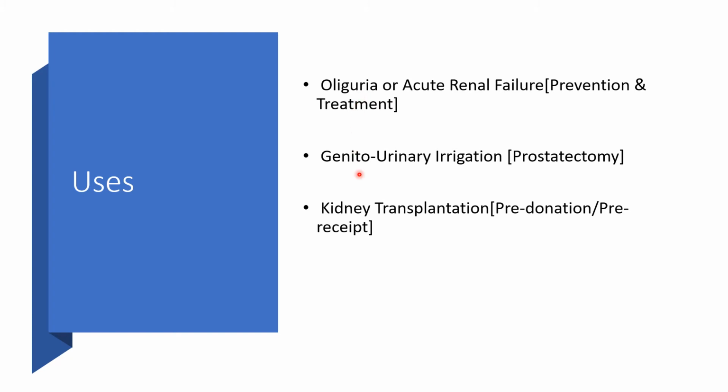Okay? In genito-urinary irrigation, when there is prostatectomy or whatever you are doing in the genito-urinary tract, any transurethral surgery, you can use Mannitol for irrigation. There is a particular form for that purpose. Okay? In kidney transplantation, for both the donor pre-donation and the recipient pre-receipt, you can use systemic Mannitol.